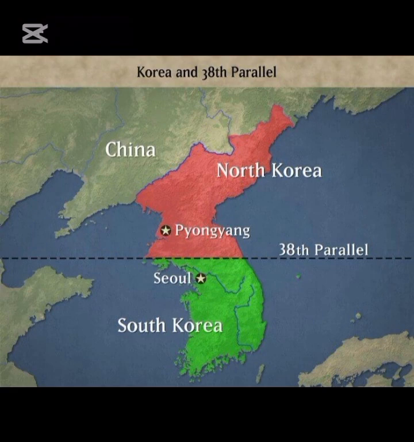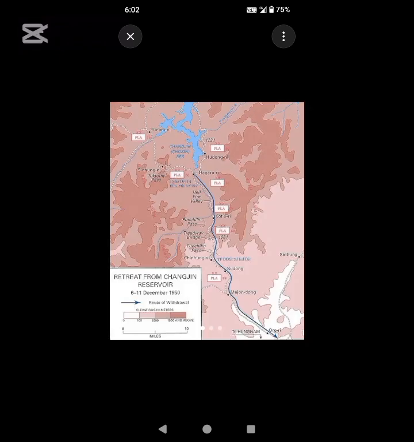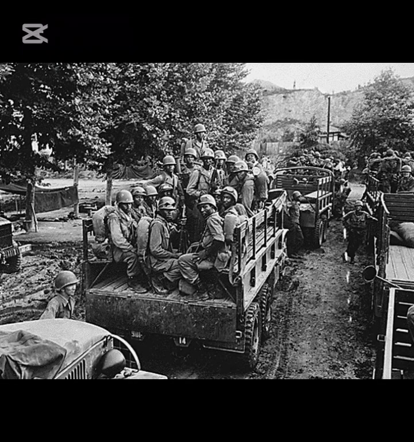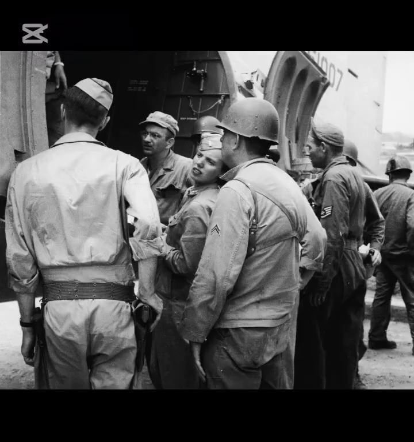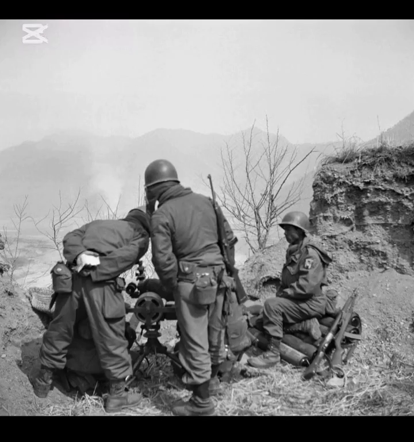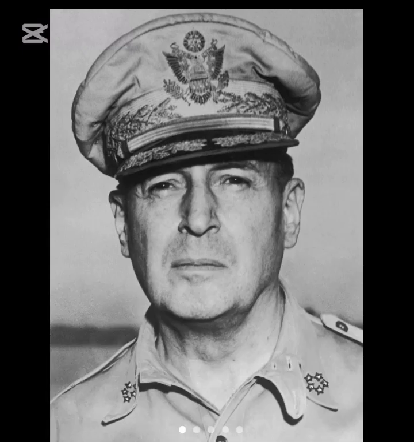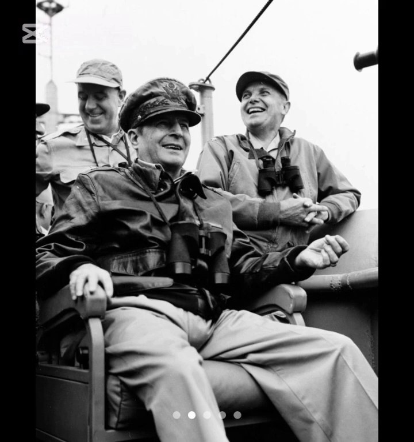Chapter 1. One Korea, one people. For thousands of years, Korea existed as a single nation. The Korean people shared the same language, culture, traditions, and history. But in 1910, Korea lost its independence when Japan annexed the peninsula. For the next 35 years, Korea remained under Japanese rule. During this period, Koreans faced political repression, cultural restrictions, and economic exploitation.